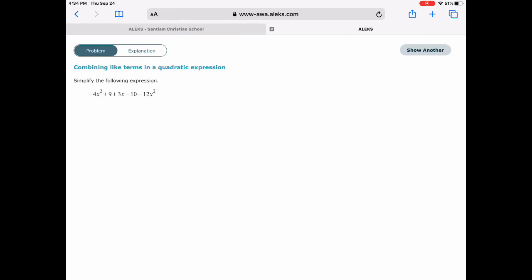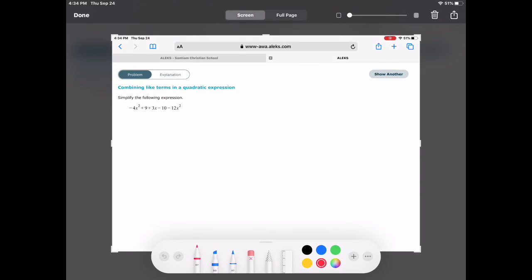All right, we're going to combine like terms, but we're going to throw in some exponents here, and the exponents have to match exactly. So x's and x squareds are different, and we can't combine them. So here I'm looking at negative 4x squared and a negative 12x squared that are like terms. When I put those together, I get negative 16x squared. Negative 16x squared, and then I can see that I have a 3x.